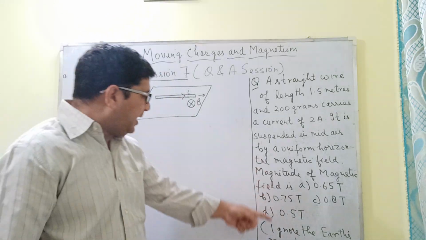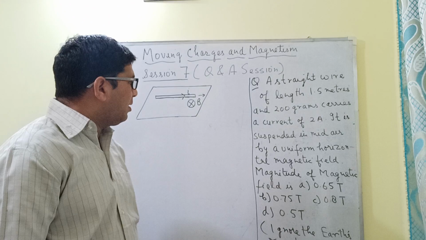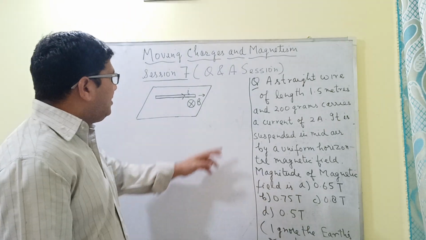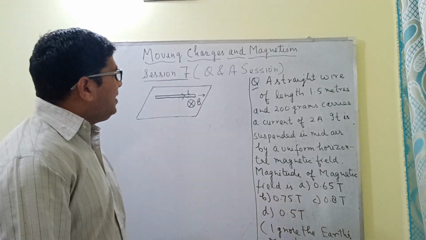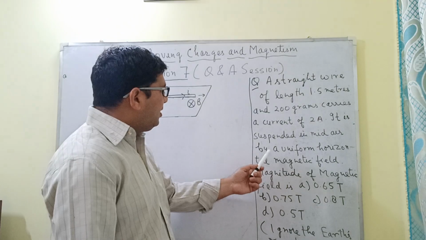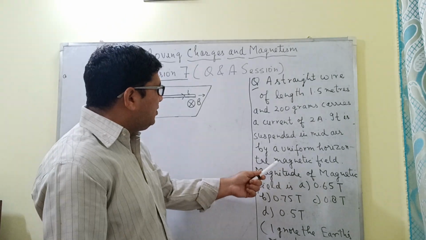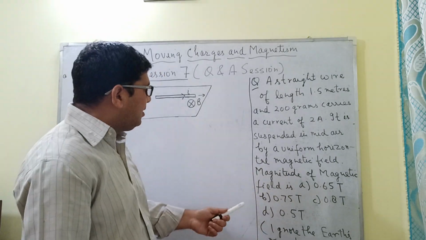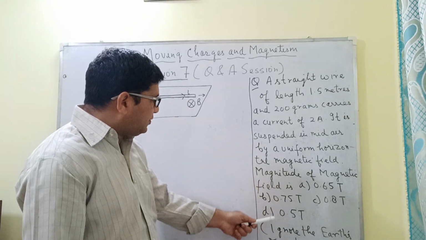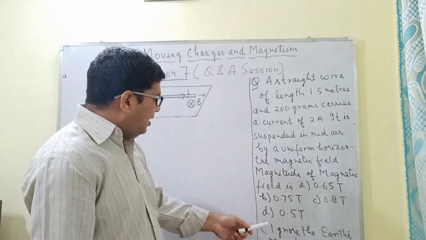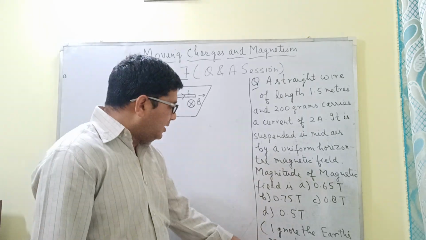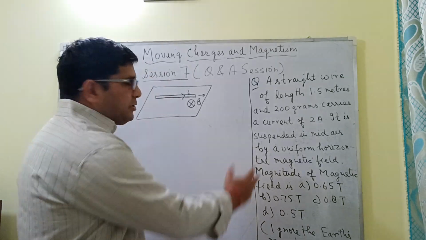Now, this question has been taken from the NCERT book. The question is: a straight wire of length 1.5 meter and 200 grams carries a current of 2 ampere. It is suspended in midair by a uniform horizontal magnetic field. The magnitude of the magnetic field is? These are the four options given, and here we have to ignore the magnitude of the Earth's magnetic field while solving this problem.